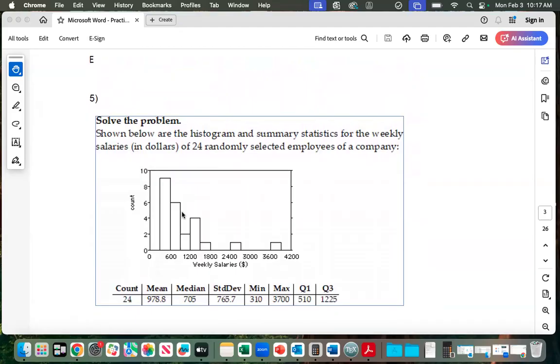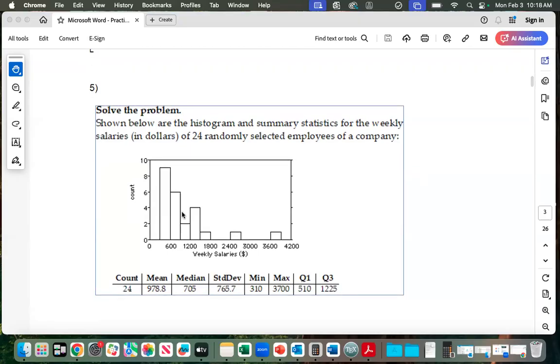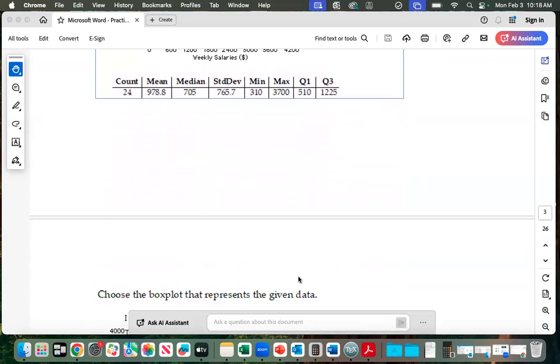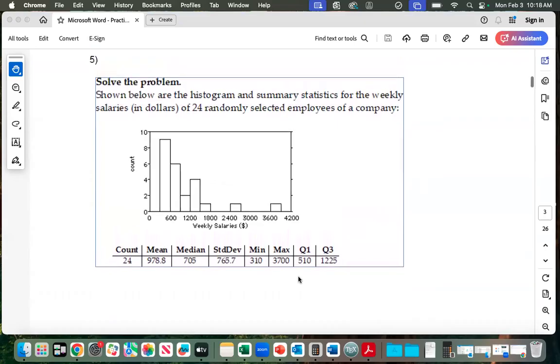So let's get to 5. For 5, we have this histogram. We were also given these summary statistics, and we are asked to choose the box plot that represents this data. To be able to do that, tell me, looking at this histogram, what can you say? It's skewed right. Can we see that?